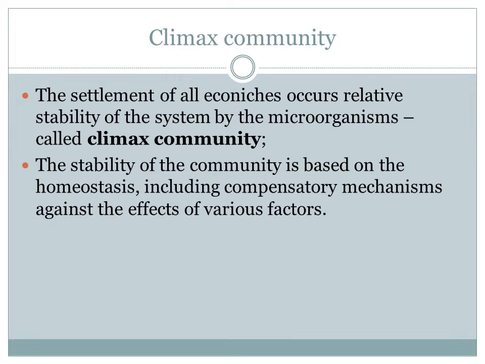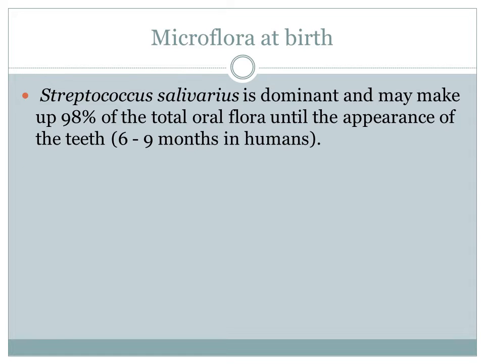The settling of all these eco-niches results in relative stability of the system by the microorganisms, called the climax community. The stability of the community is based on homeostasis, including compensatory mechanisms against the effect of various factors. At birth, Streptococcus salivarius is dominant and may take up 98% of the total oral flora until the appearance of the teeth at 6 to 9 months in humans.